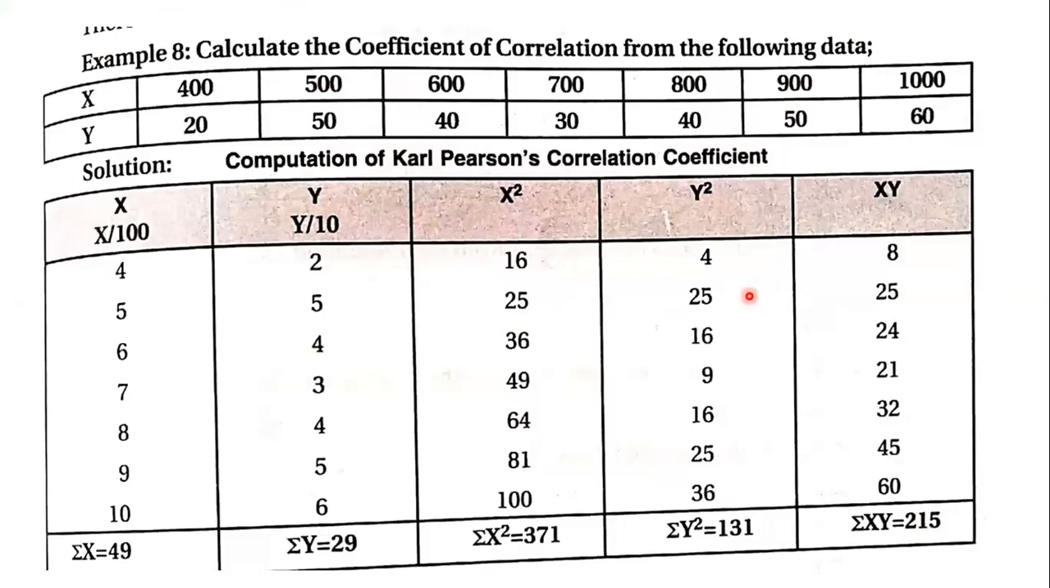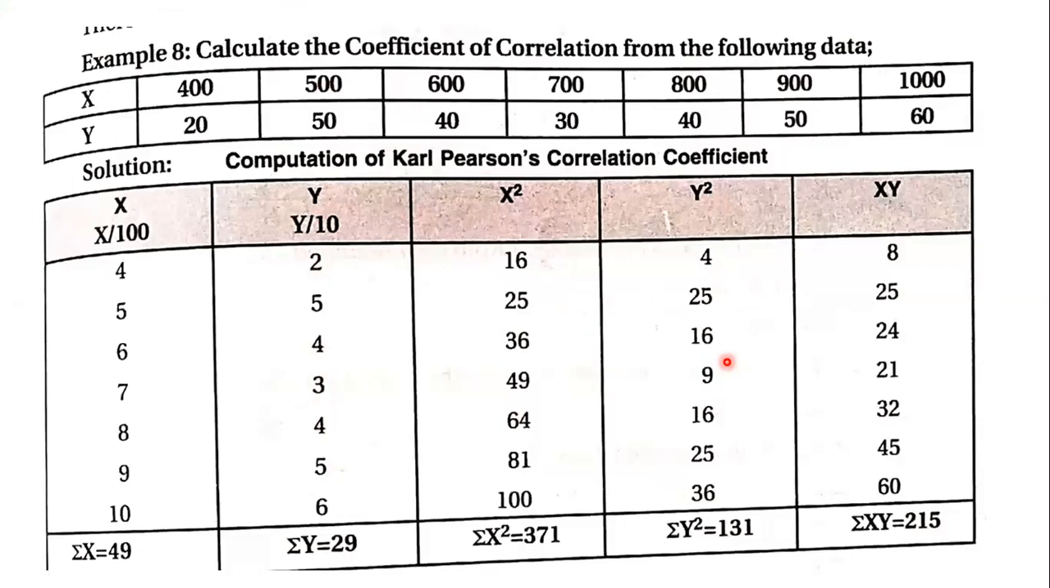Next, Y square. Y square is again multiplying the number by itself. So 2 square is 4, 5 square is 25, 4 square is 16, 3 square is 9, 4 square is 16, 5 square is 25 and 6 square is 36. So these are the total values.